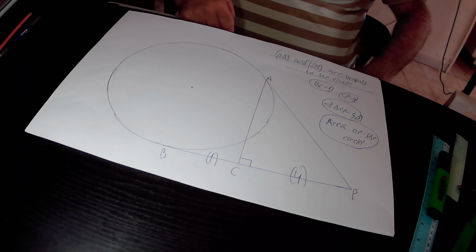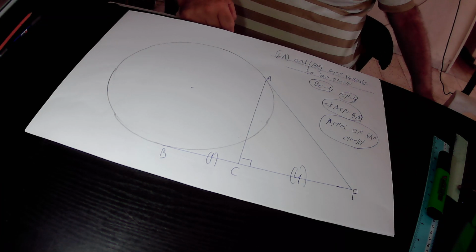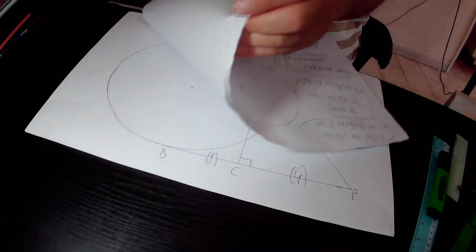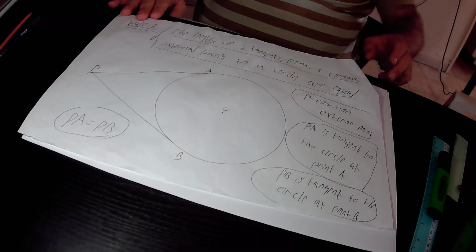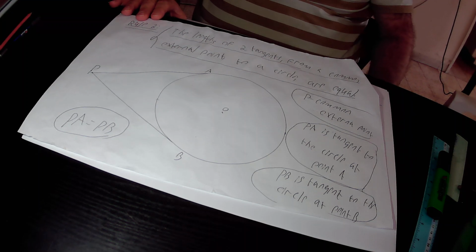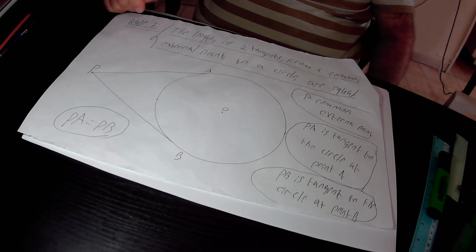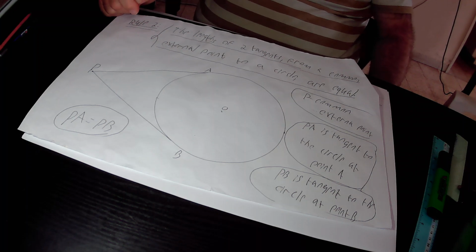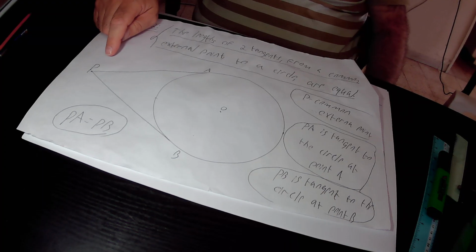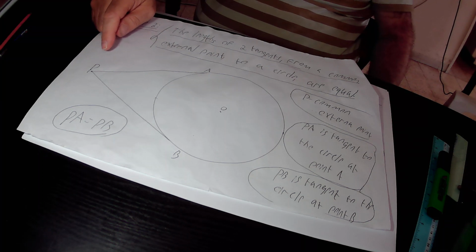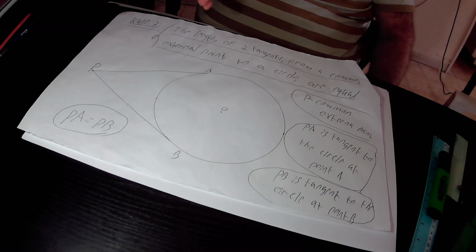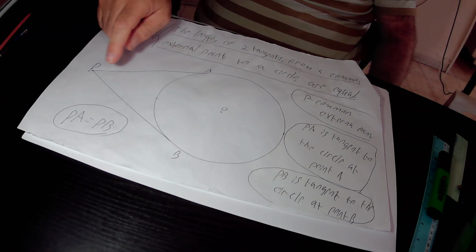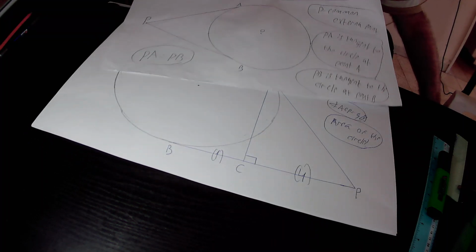So first of all, we can implement rule 2 here. So let's click on rule 2. According to rule 2, the lengths of two tangents from a common extreme point to a circle are equal. So in the drawing we have a circle, and this is the common extreme point P. From this point P, we have two tangents to this circle, tangent PA and tangent PB. According to rule 2, they are equal to each other. That is to say, PA equals PB. So we can actually implement rule 2 in our drawing.